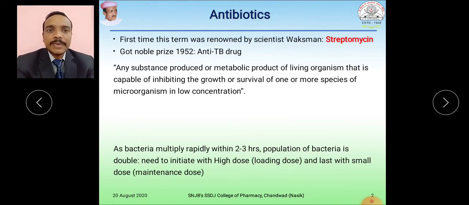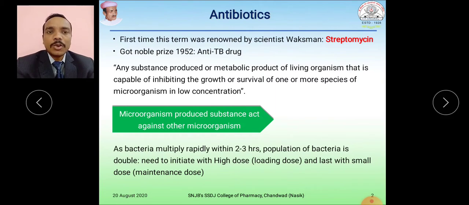Antibiotics can be defined as any substance which is produced or metabolically derived by the fermentation of a living organism, and which is capable of inhibiting the growth or survival of one or more species of microorganism in high dilution. Now, how was this term discovered? When a microorganism produces substances that act against other microorganisms, that is known as antibiosis.